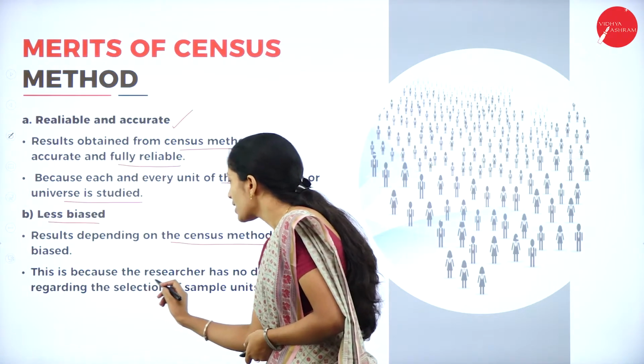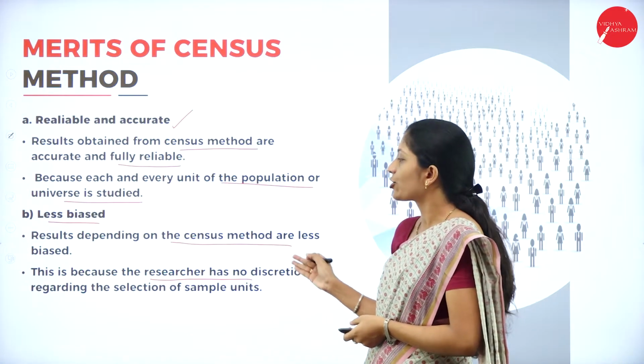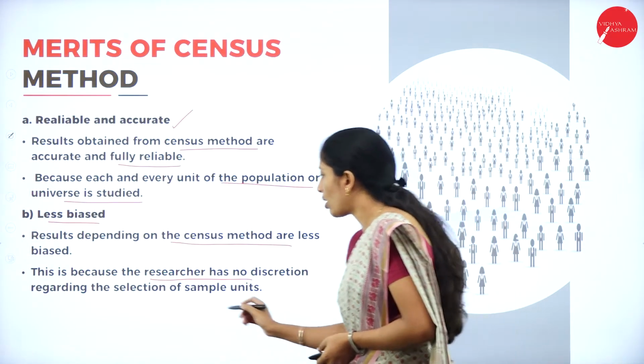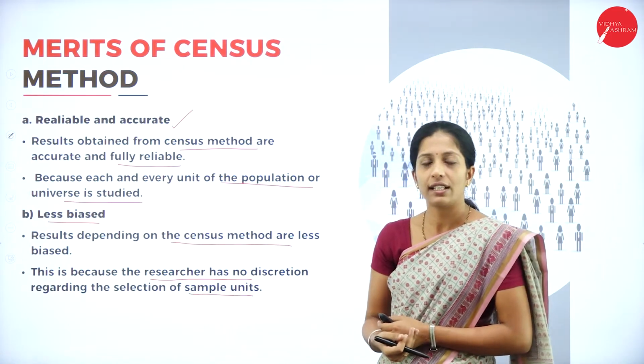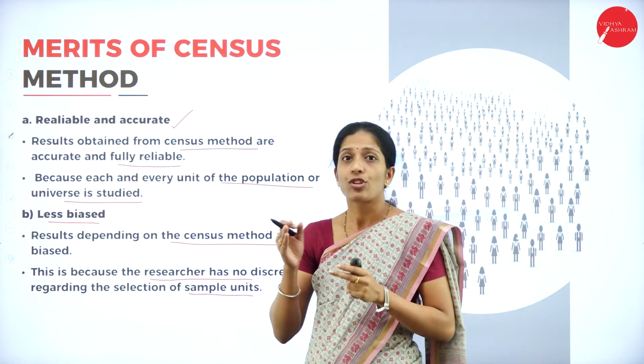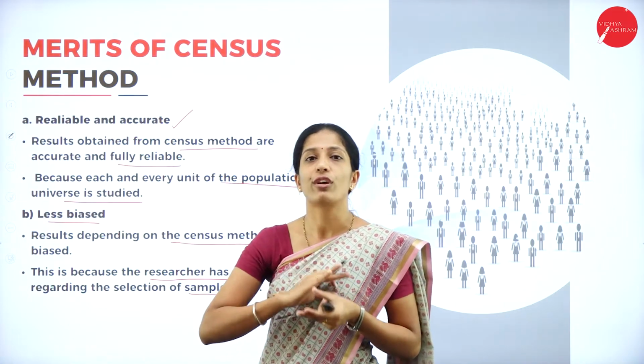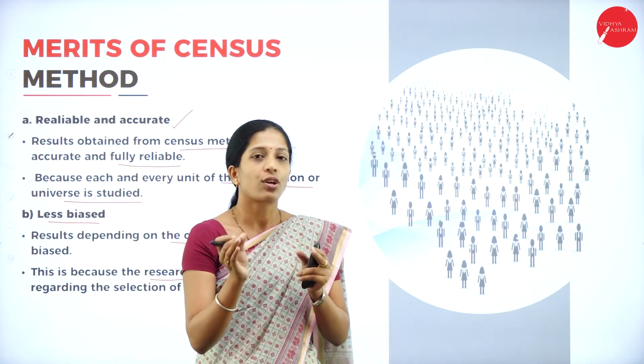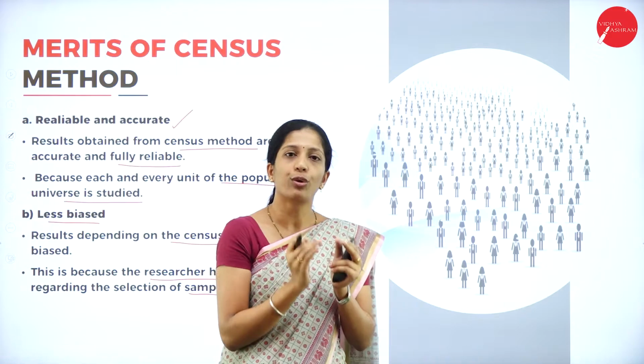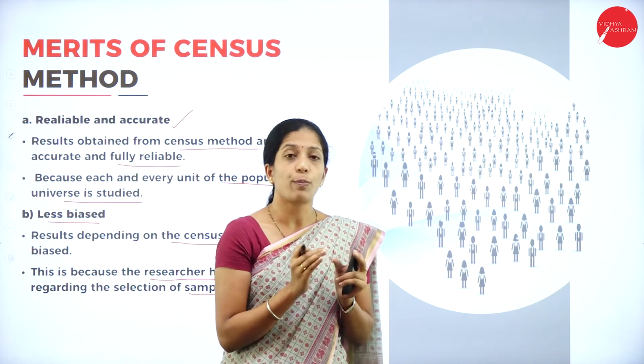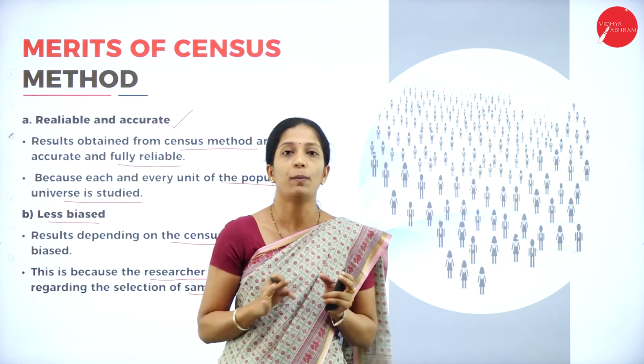This is because the researcher has no discretion regarding the selection of sample units. We'll learn about sample units later. So, what does sample mean? Instead of going for the whole population, they randomly select a group of people. This group of people will represent the whole population.